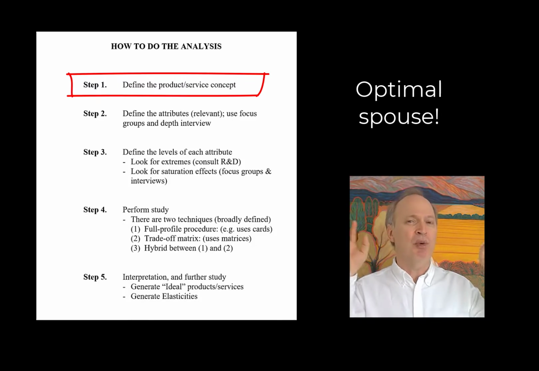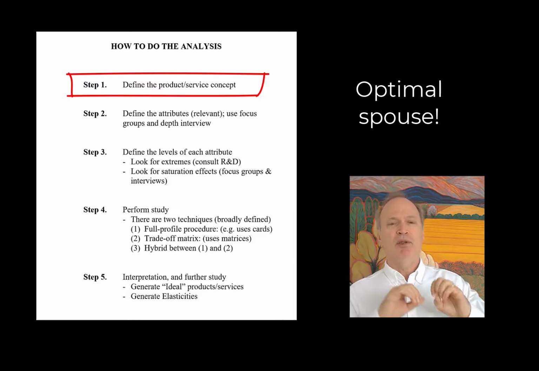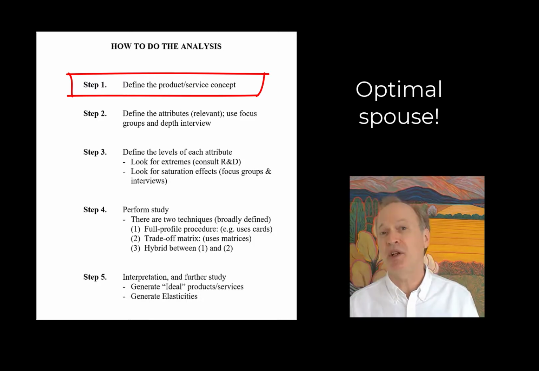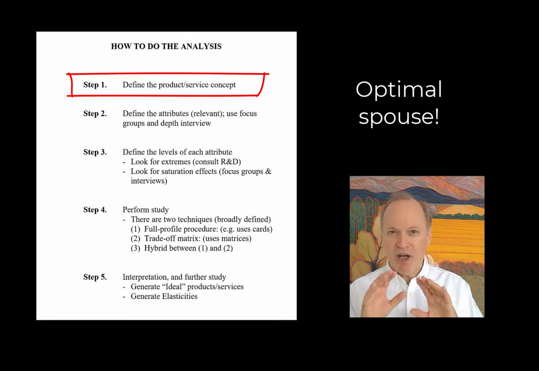You notice it's very broad. It doesn't say the blue-eyed, blonde-haired, buff actor who plays Thor. No. That's too specific. We want to see if that is the product that bubbles to the top to be the optimal spouse. Okay, so we've got some broad concept. We're going to design the optimal spouse.